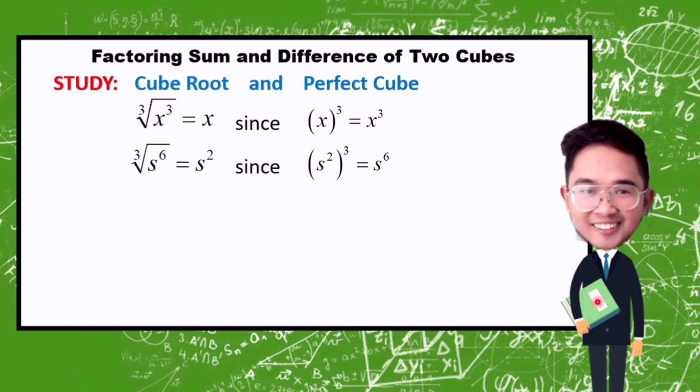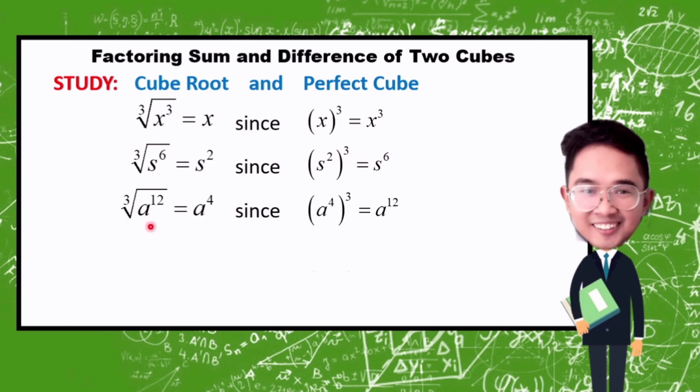Cube root of s raised to 6 is equal to s squared. Why is it s squared? Again, we need to divide the exponent of the variable to the index of our radical sign, which is 3. So we have 6 divided by 3 is equal to 2. That's why we have s squared. Since the quantity of s squared to the power of 3 is equal to s raised to 6. In this part, we apply the power of powers, wherein we are going to multiply the exponent 2 times 3 and we have 6 here.